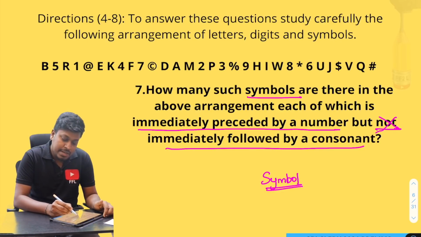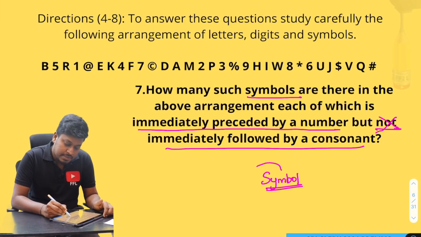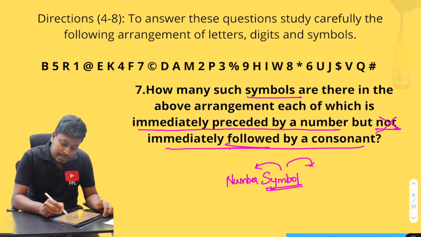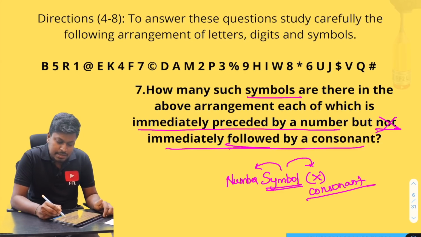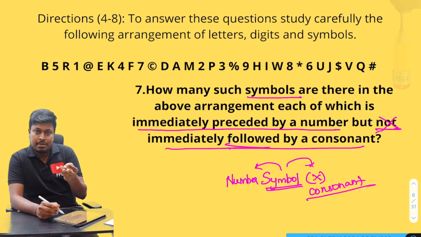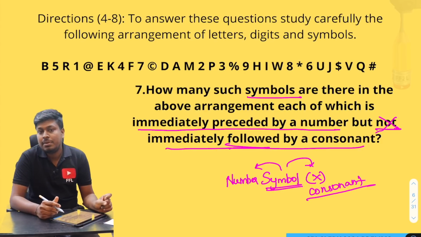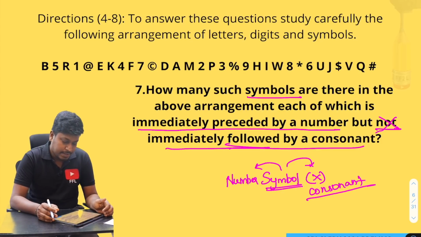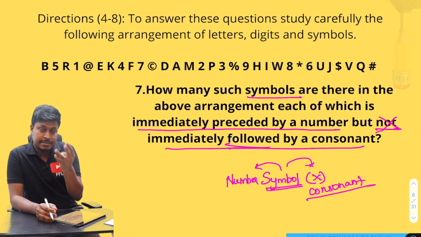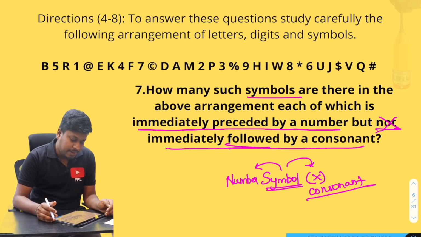So see, immediately preceded by a number. So before a symbol we should have a number. But after a symbol, because followed, there should not be any consonant. So it should not be a consonant, but in this position it can be a number, a symbol or a vowel, but a consonant should not be there. Got it? Okay. So let me find number, symbol, and it should not be a consonant. Let me find how many such things are there.